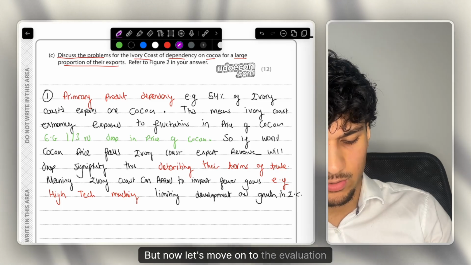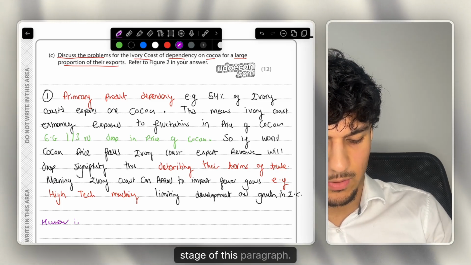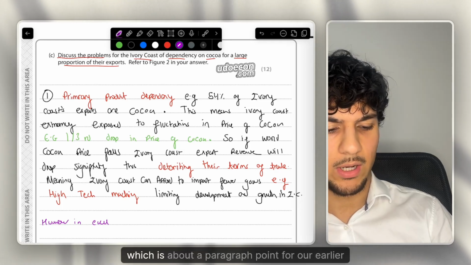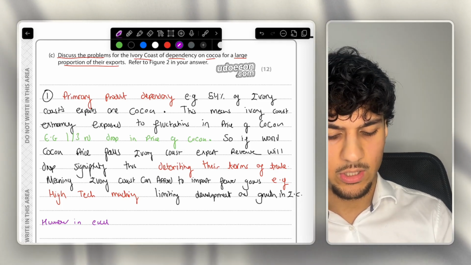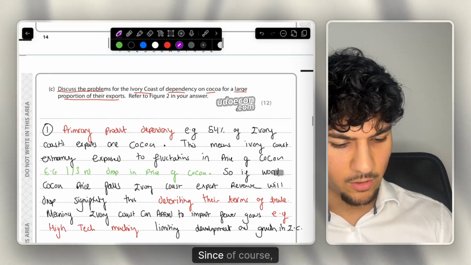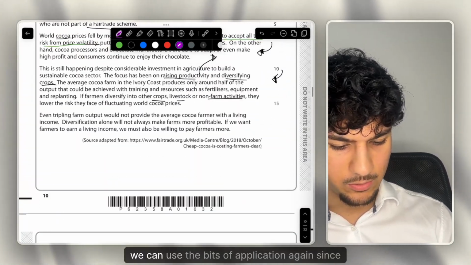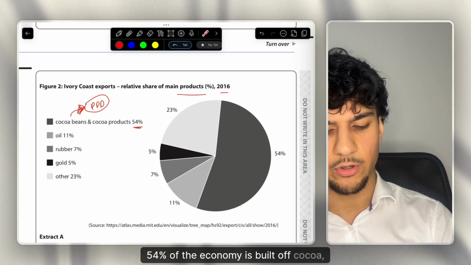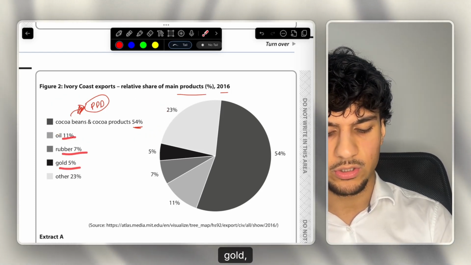But now let's move on to the evaluation stage of this paragraph. First things first, I am actually going to use a point that we used earlier, from our earlier question, which is that in evaluation, I'm going to say this depends on the degree of diversification. Since, and this is a really good bit here, we can use the bits of application again. Yes, 54% of the economy is built off cocoa, but then we have oil, rubber, gold, other.